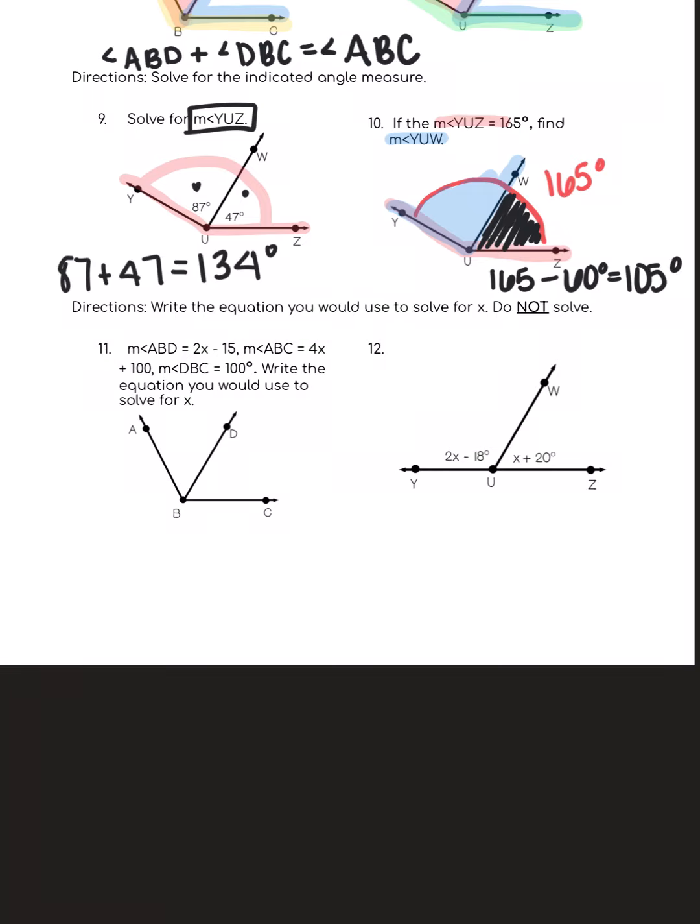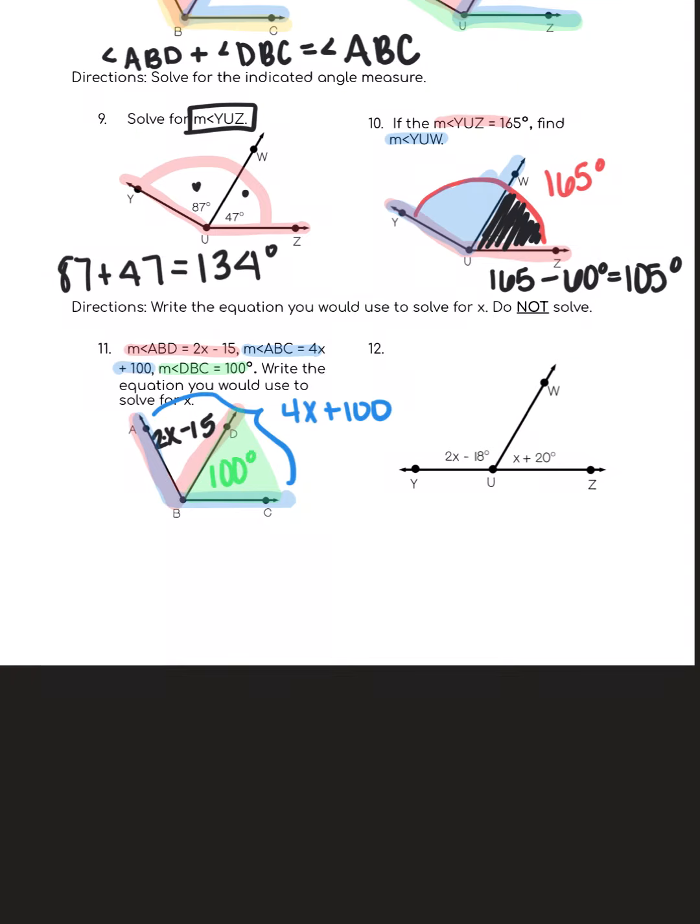For this next part, it says write the equation you would use to solve for X, but do not solve. Just make sure you read really carefully when you're labeling. So this first piece of information says ABD is 2X minus 15, so that gets labeled here. And then it says ABC is 4X plus 100, so ABC is actually the entire angle. And then lastly, DBC is 100, which is just this piece over here.